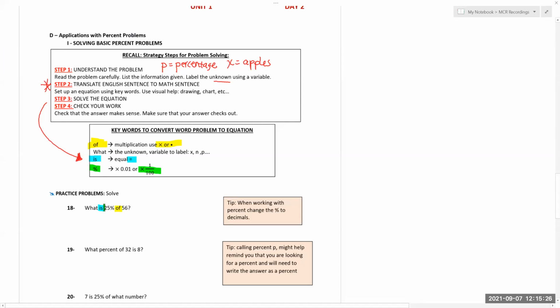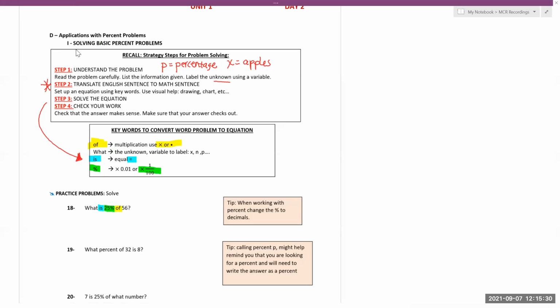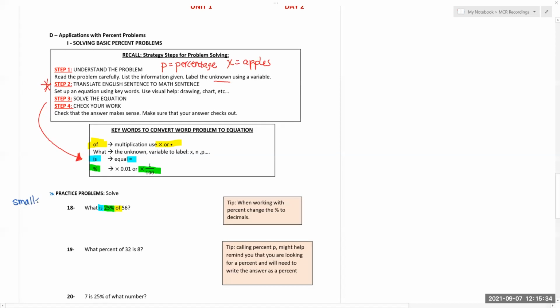So as I'm thinking about this though, 25% of 56 should be a number smaller than 56 because we're just taking a piece of it. So that's what we mean by, does your answer actually make sense? Common sense wise. So if I accidentally multiply something wrong, I know I'm looking for a number smaller than 56. So the what becomes my X. The is is my equal sign. The 25 in green becomes 0.25 because I'm going to divide it by 100 before I put it in. Of 56. And then you multiply them together. So I end up with X equals 14, which is a much smaller number than 56. And I was looking for a smaller number.